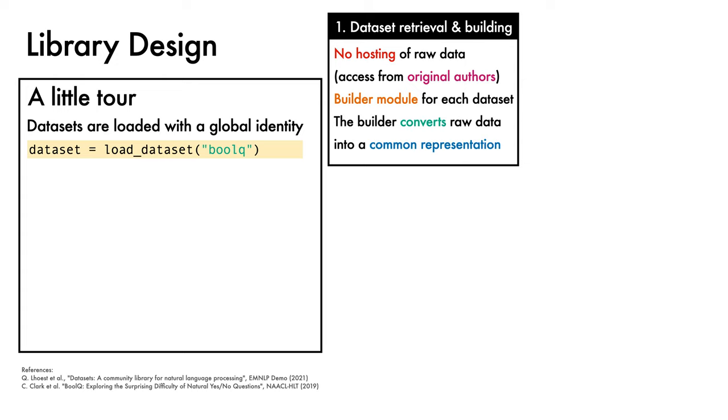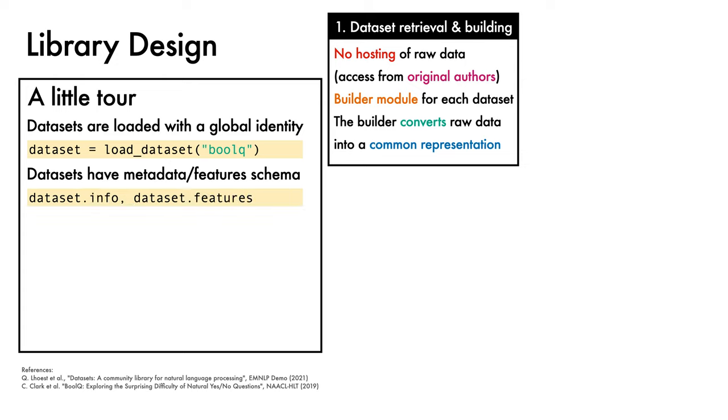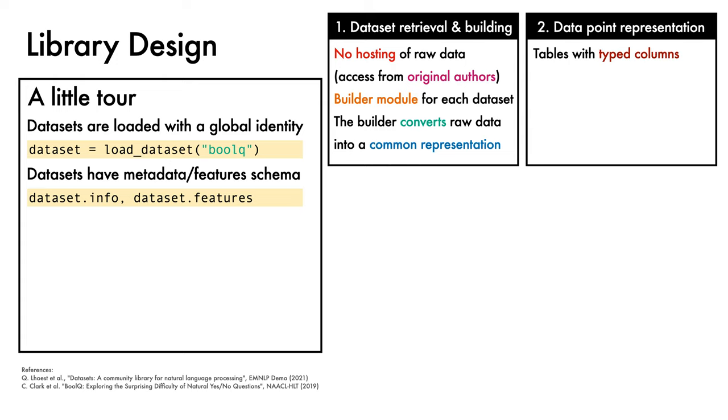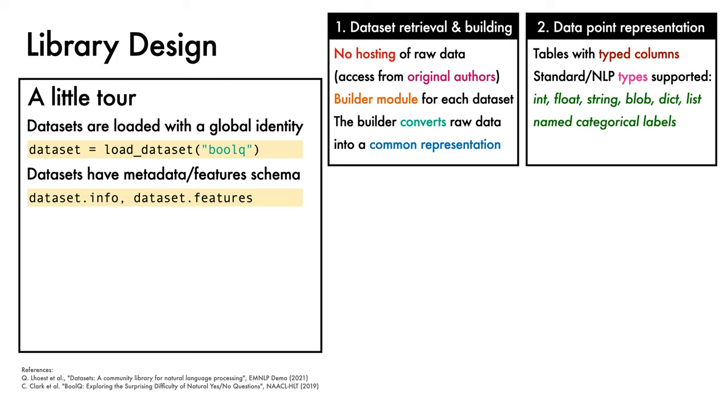The second feature of the library is that each dataset has an accompanying collection of metadata as well as a features schema. These are stored as attributes of the dataset object. Internally, every dataset is represented as a table with typed columns. The library supports a range of both standard and NLP types, including basic types such as int, float, string, binary blobs, dicts, and lists, as well as more exotic types like named categorical labels and multidimensional arrays.